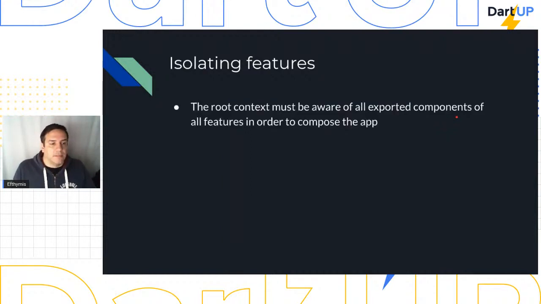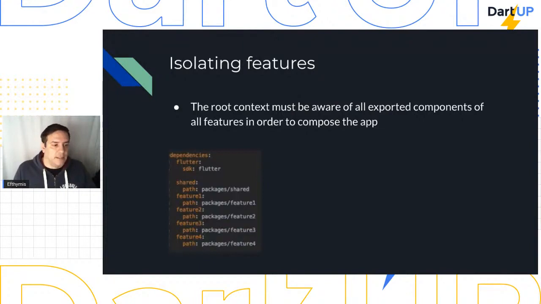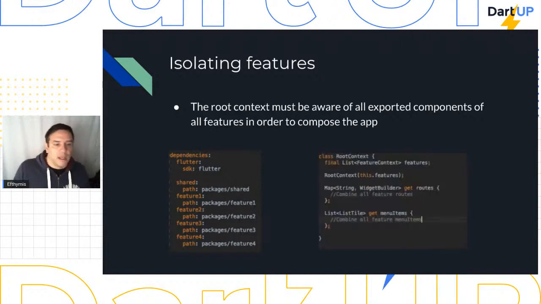And the root context must be aware of all exported components. That's the other point we had. And yeah, I just saw that in the previous slide. We can have the dependencies with a path, and we can have our root app having access to all the features and then composing them. And you can have the app having a root context, much like the features have a feature context, and in this context, you can register all of your features, because you have access to all of your features. And you can register all the feature context here.